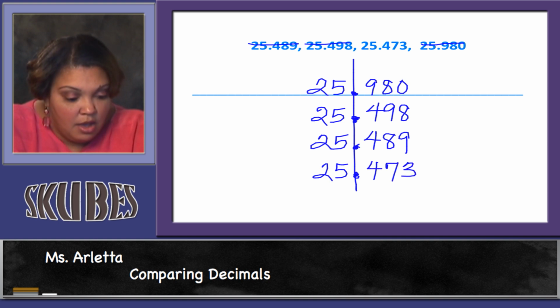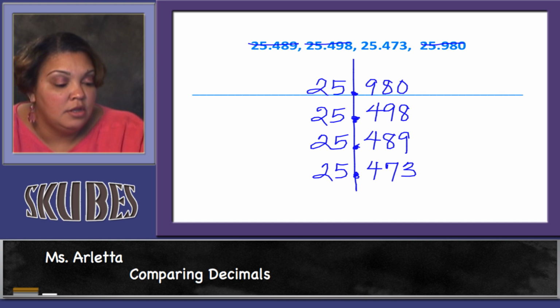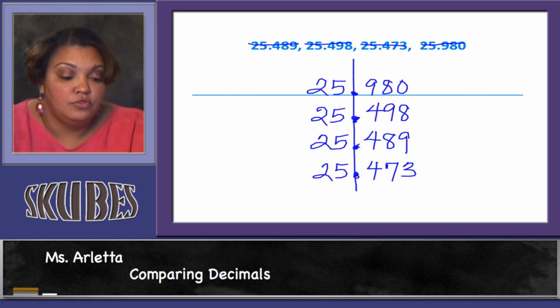When you're looking at it on the T chart from top to bottom, you can clearly see that we have placed these decimal numbers in order from greatest to least, which is from the highest number to the lowest number.